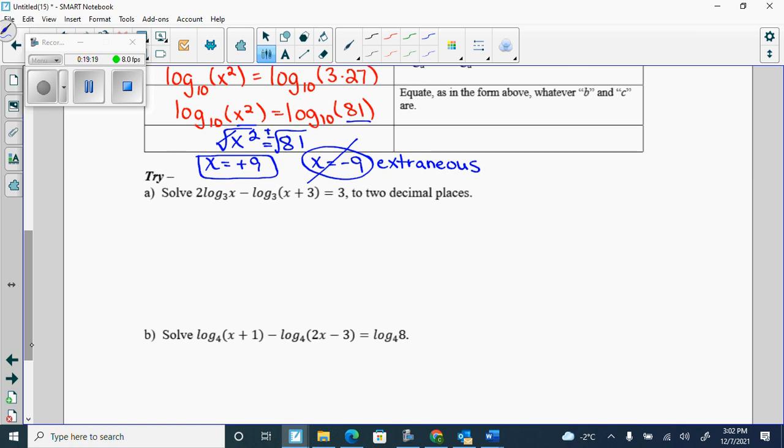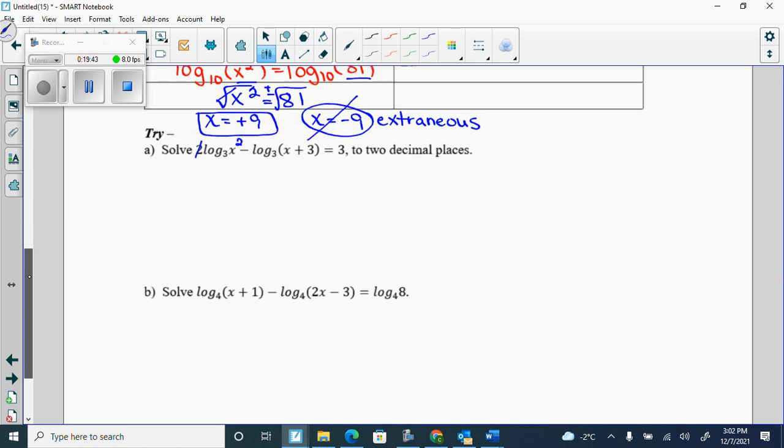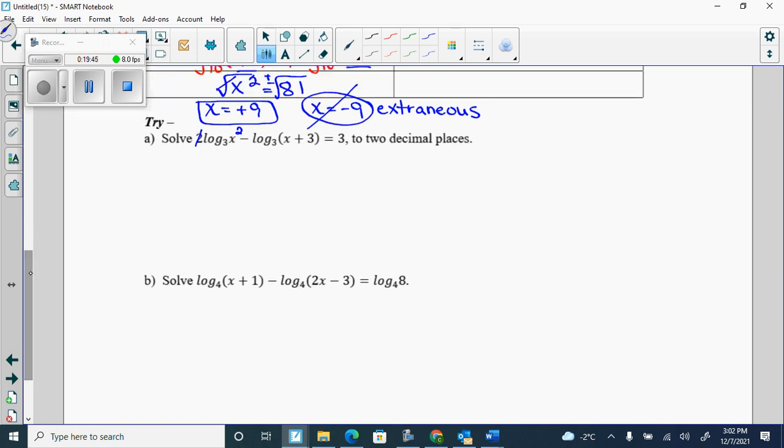What's up with A? That 2 is a problem, isn't it? So I'm going to move the 2 up. Now, this one doesn't have all logs, so I'm going to have to put them together, convert. What about this one? All logs, right? So I can put this side together and then set equal. So you're going to try these two. You try them, and then I will do them at the same time.